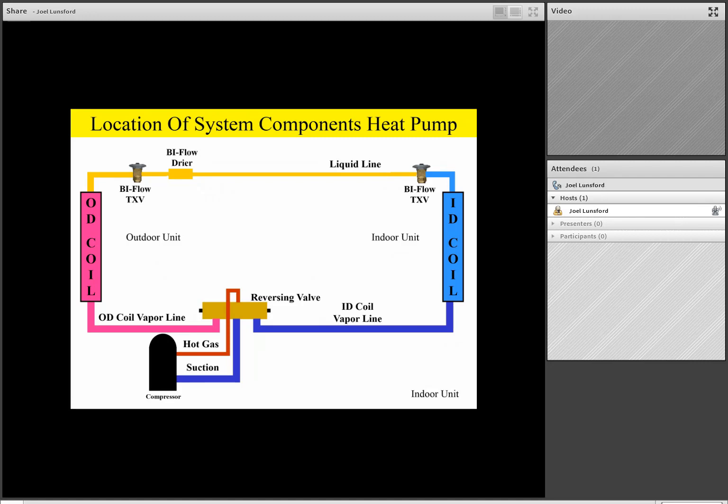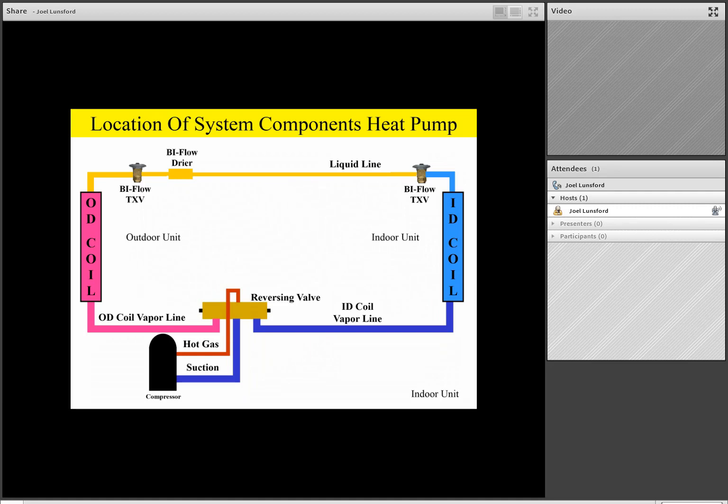Now when we talk about a bi-flow TXV, what we're talking about is a specially designed expansion valve that will meter refrigerant in one direction, but allow refrigerant to flow freely out of that valve with a check valve circuit in the other direction. So in the cooling mode of operation, the bi-flow TXV outside is not metering refrigerant. What it's doing, it's allowing the liquid to pass through a check valve circuit internally, down the liquid line through a bi-flow filter dryer, down the liquid line to the bi-flow TXV inside.